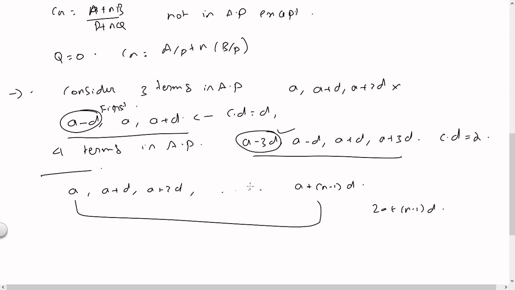If you add the second term, a plus d, and the second from the end, a plus n minus 2 into d, you will again get 2a plus n minus 1 into d. So the observation here is, if you add the pth term from the beginning and the pth term from the end, and then the qth term from the beginning and the qth term from the end, all those sums will be equal. The first term plus the last term, the second term plus the second from the end, all these sums will be equal.